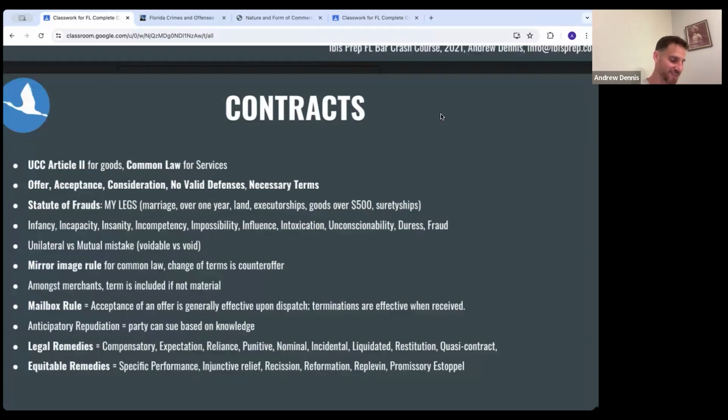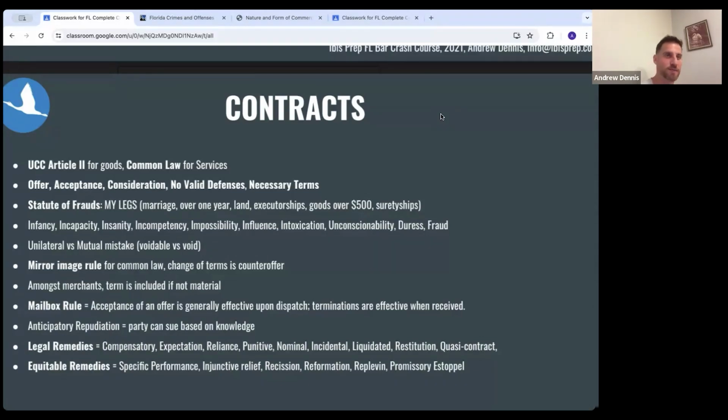And stay true to this mnemonic. Buy friends drinks, big drinks. Body of law, formation, defenses, breach, damages. Right? Body of law, formation, defenses, breach, damages. So Article 2 is for goods, common law for services. Goods are all things movable. Formation: offer, acceptance, consideration, no valid defenses, necessary terms.